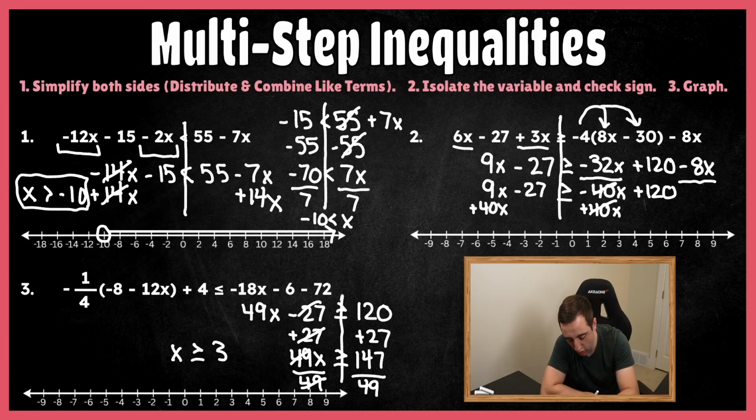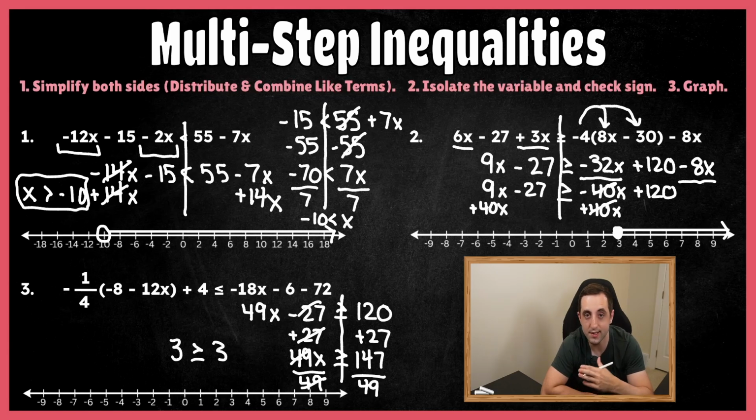So that's going to be a closed circle on 3 because it's greater than or equal to, like I just mentioned in the previous one. And our inequality symbol is pointing to the right. And remember that closed circle means that the number that's on that closed circle makes the inequality true. So if I replace this x here with a 3, 3 is not greater than itself, but it is equal to itself, meaning that that inequality is a true statement. Right? So that's it for number 2.